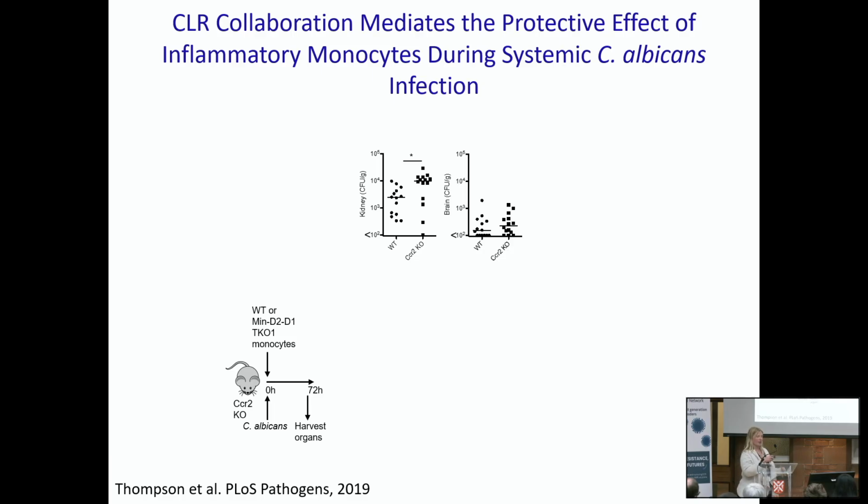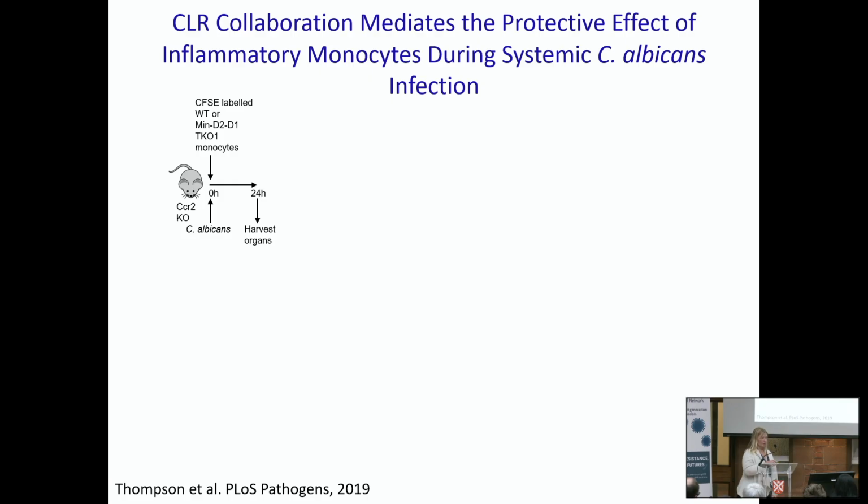And the reason for us looking at this was because we wanted to do adoptive transfers with our monocytes. So we purified wild type or triple knockout monocytes. We used the CCR2 knockouts as the recipient mice, and then we adoptively transferred our monocytes along with Candida albicans infection, and after a few days we harvested the organs. And what we found is that when we added the wild type monocytes, we got better clearance of Candida infection, whereas when we added the triple knockouts, we weren't getting that clearance.